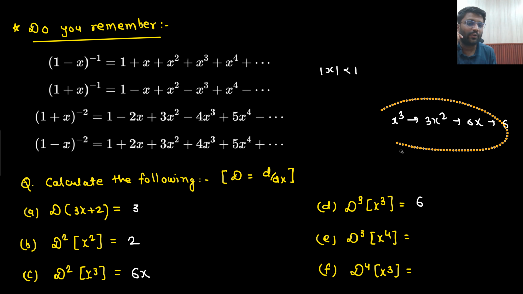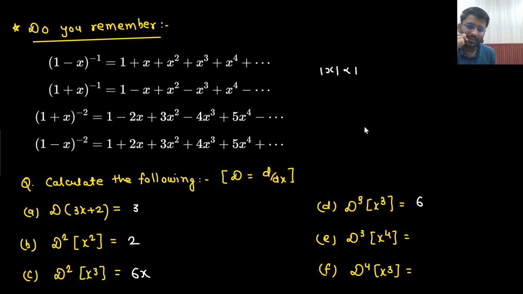x to the power 4 you need to differentiate 3 times: 4x cube, 12x square, 24x. It will be 24x. What about x cube differentiated 4 times? First you get 3x square, then 6x, then 6, and then you differentiate and get 0.